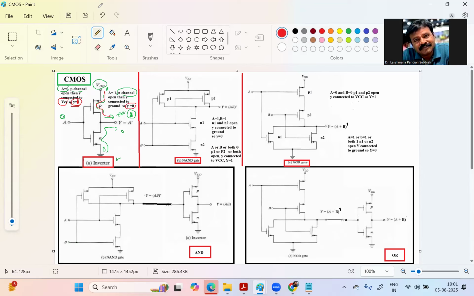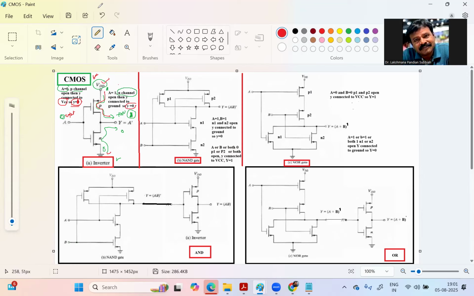If they ask you to explain the inverter in CMOS technology, you have to write this. The inverter is designed by one P channel and one N channel connected serially, and in the middle you take the output out. The base is the input, a common base for both the P channel and the N channel. The P channel is connected with VCC, the N channel is connected with ground, and the output is taken in the middle. So this is the design of the inverter using CMOS technology.